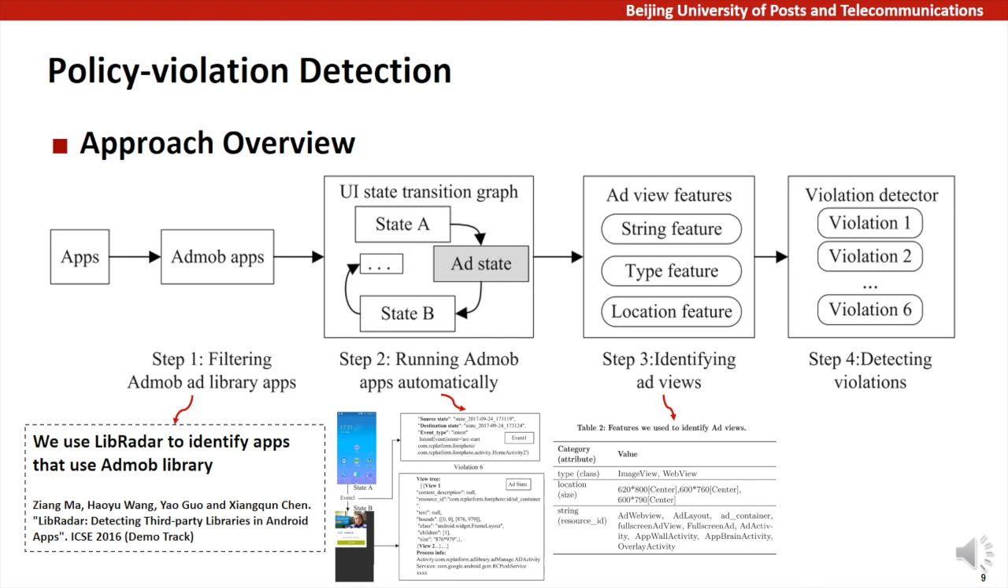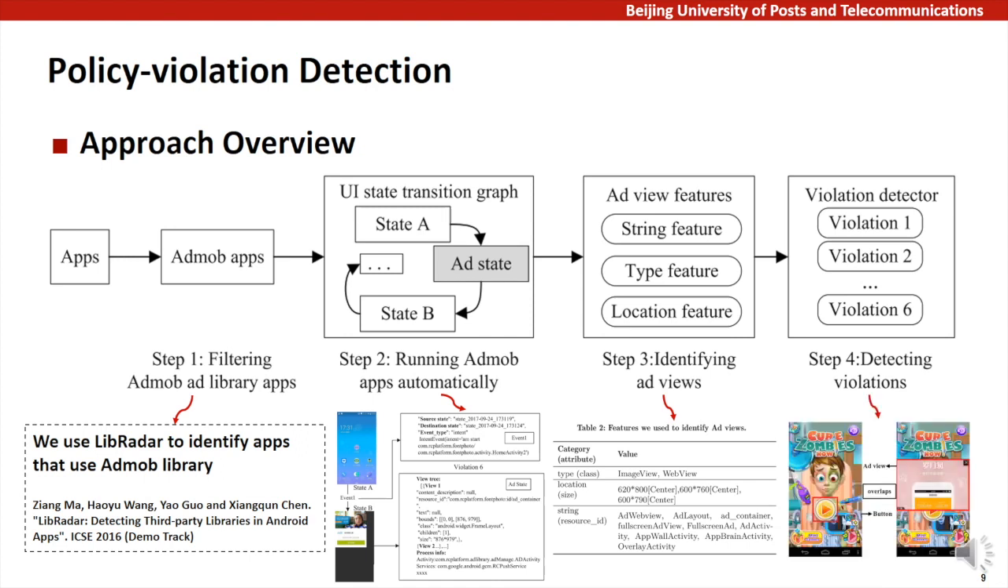The third step is to identify ad views from the UI state. By leveraging properties such as the resource string and view tags preserved in the attribute information, we can identify AdMob ad views accurately. Finally, we apply a set of heuristic rules to detect policy violations.